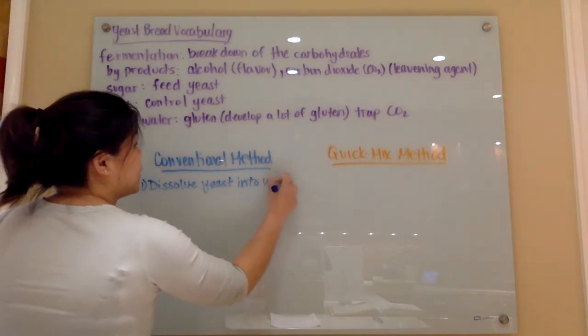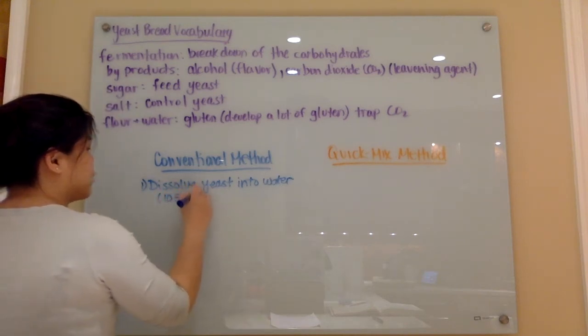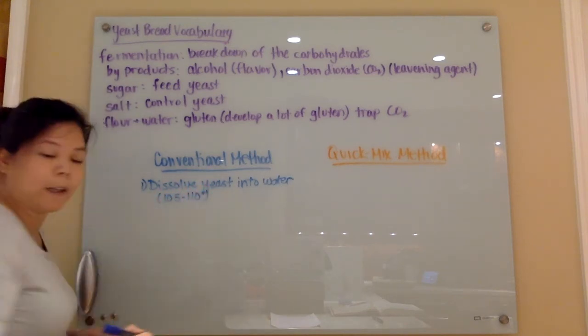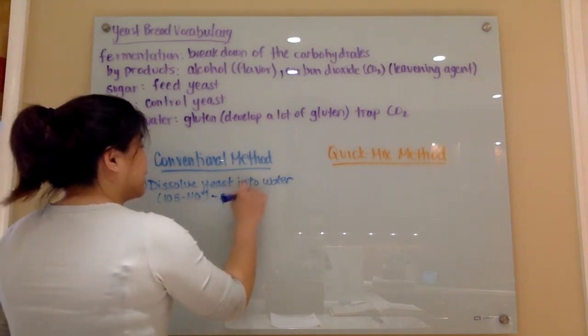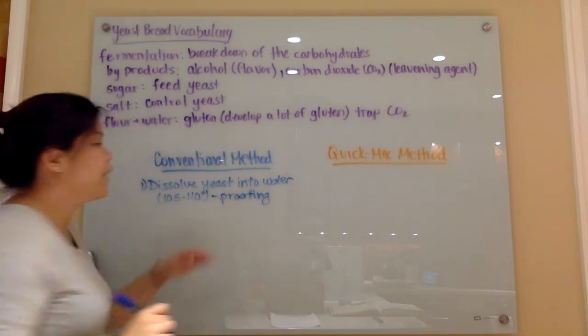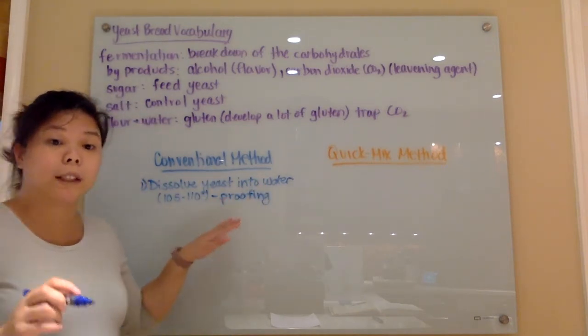Typically this water should be at a temperature of about 105 to 110 degrees. And this is what we call proofing. You are proofing the yeast. The advantage to doing the conventional method is to find out and make sure that your yeast is working.